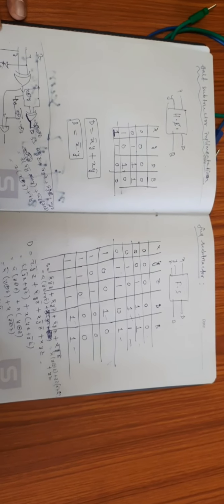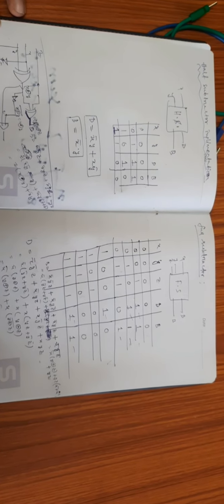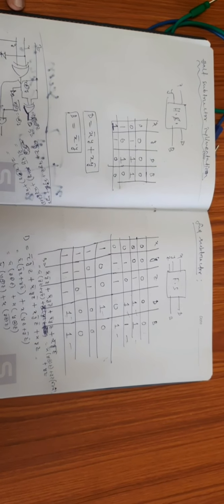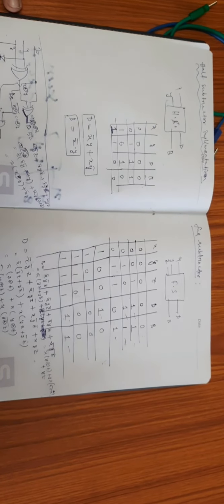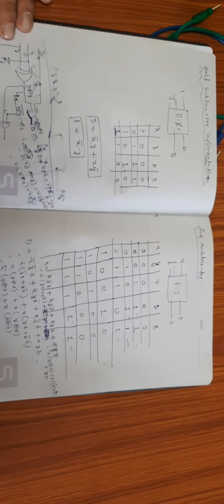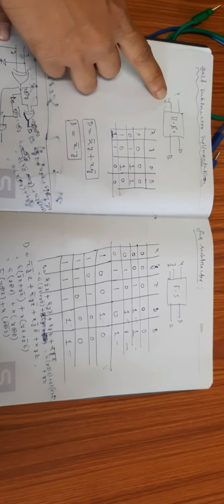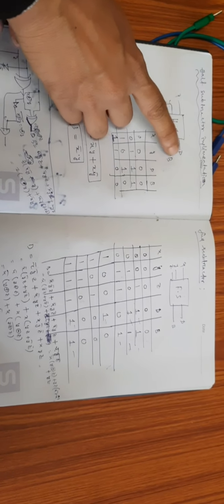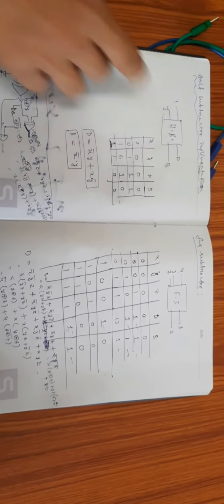In this video lecture, we will discuss the half subtractor and full subtractor logic circuit truth table verification. So, what is a half subtractor? It also requires two inputs, x and y, and it has two output bits: one is the difference bit and the other is the borrow bit.